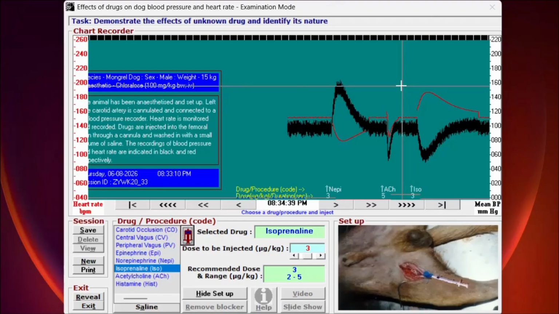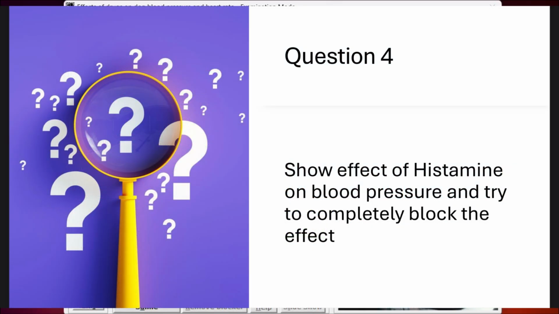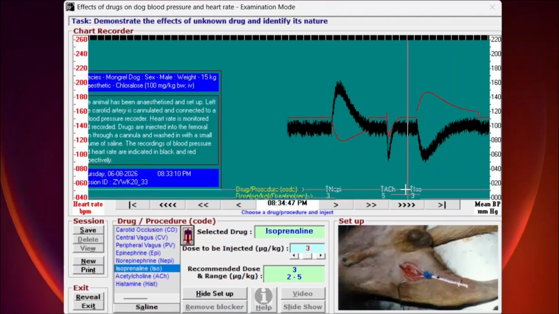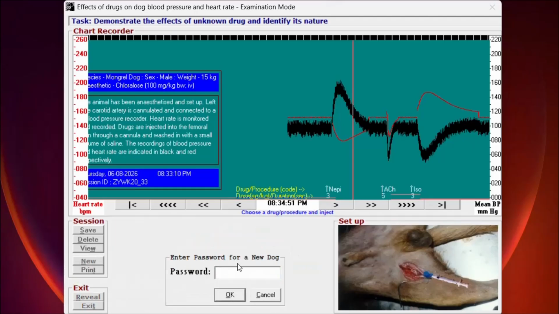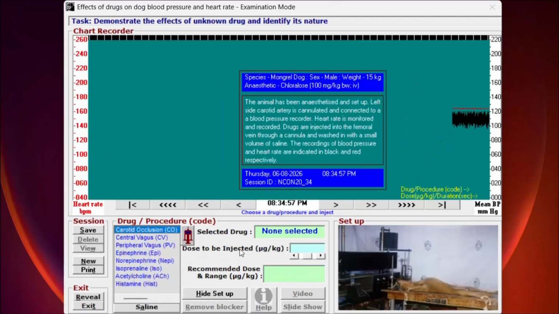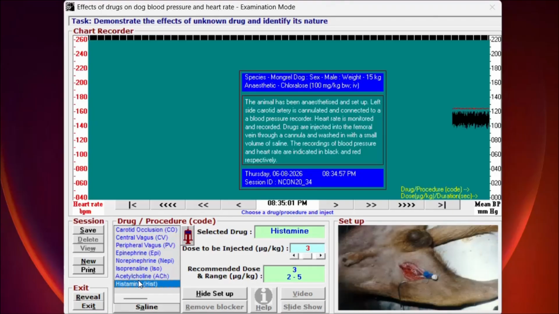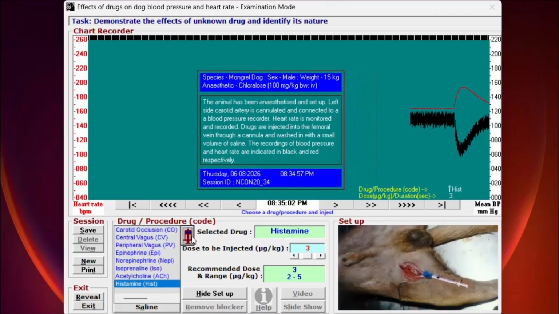Now let's go to the next one, that is to show the effect of histamine on blood pressure and try to completely block the effect. So this I have already mentioned when I was discussing the effect of agonists but antagonists. So let's just go through it once again. So for this again, I am going to select the new slide. So we have to show the effect of histamine, and then we have to block the effect of histamine completely. So first, definitely we are going to select histamine. We are going to inject histamine.